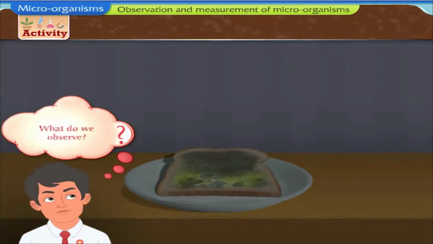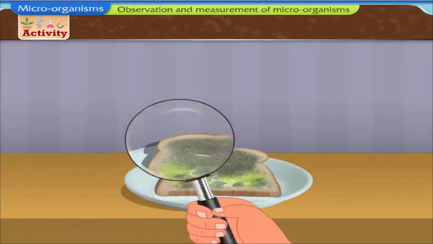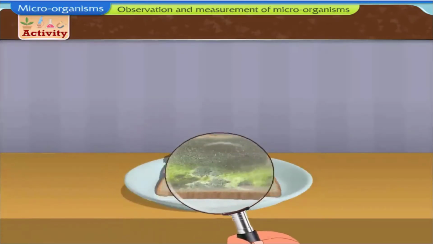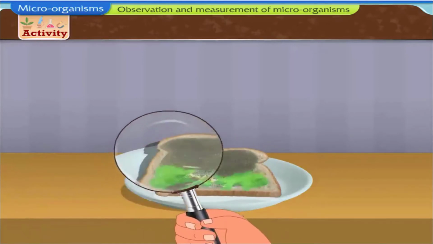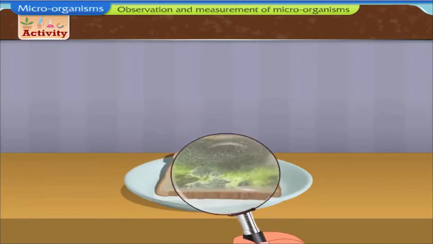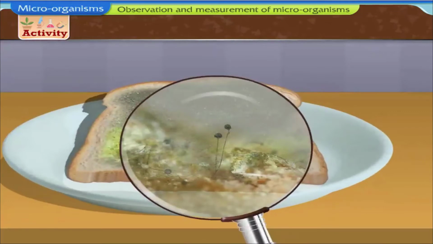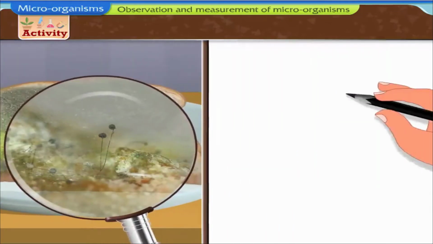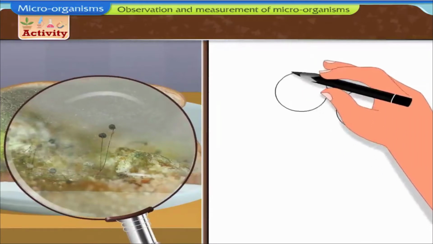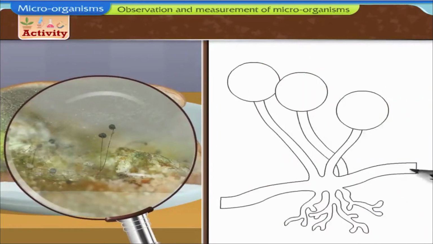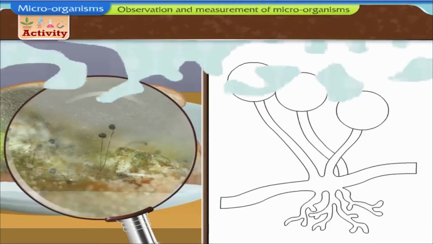What do we observe? We observe that there is a filamentous growth of green and grey color on the moistened bread. Some black spots are also observed on this filamentous growth. Let us sketch this observation in the notebook. Come, let us perform another interesting activity.